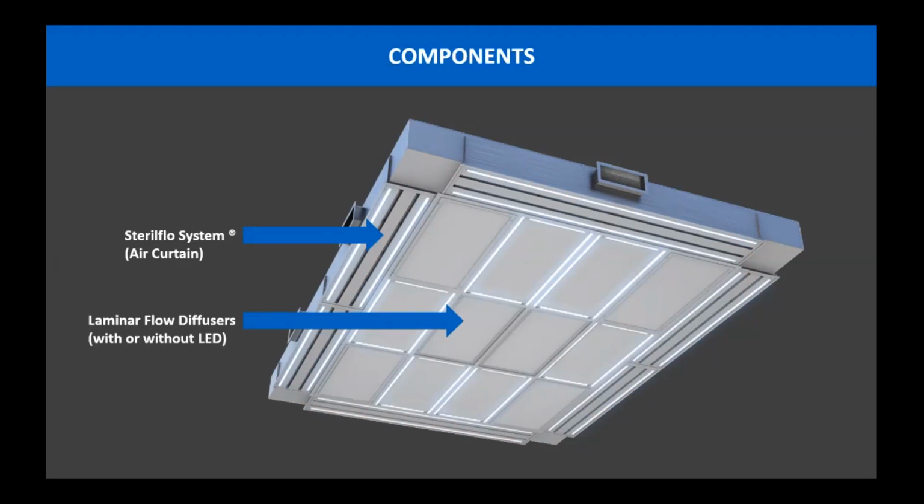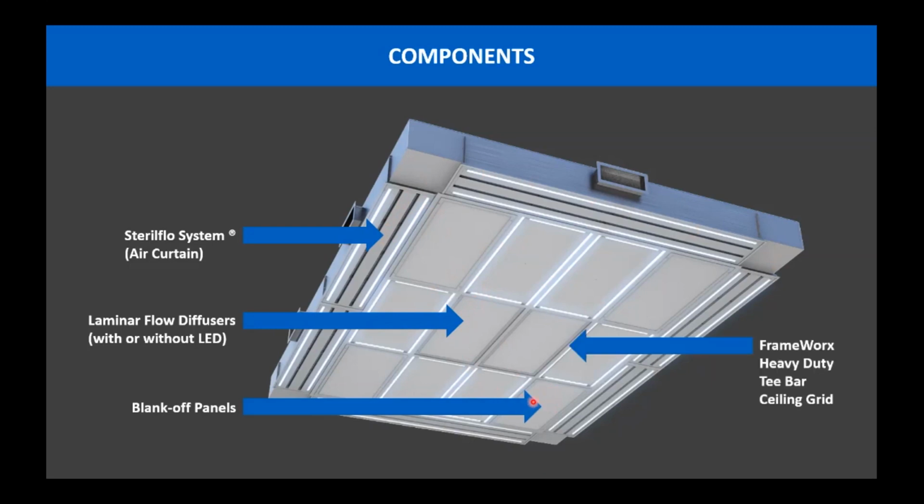the low-level return groups. So here you can see the SteriFlow air curtain system wrapped around our laminar flow diffusers. And here we're actually showing some of our 5000 series with integrated LED lights. And you have optional blank-off panels if you need access above the ceiling space. And the laminar flow diffusers in this image are laid into our framework's heavy-duty T-bar ceiling grid.